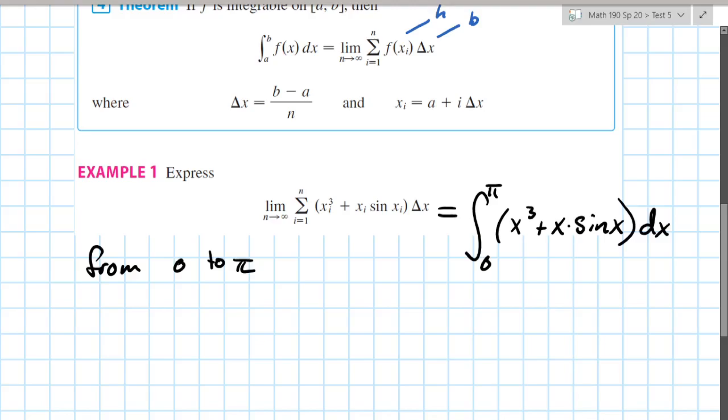Now, we don't know how to evaluate this. We don't know what this equals, but it equals some number. So we would like to be able to evaluate integrals and find what this number equals.